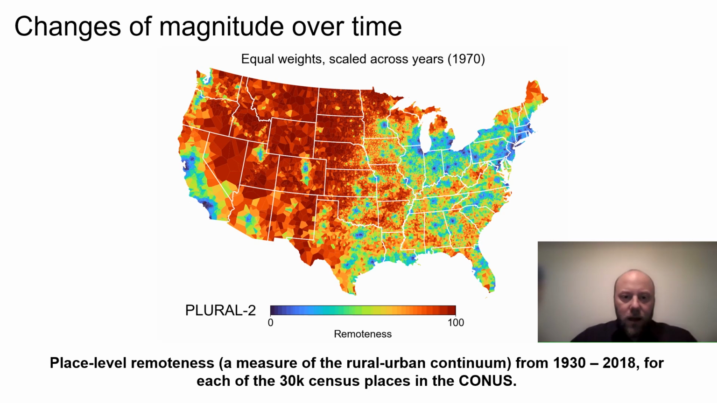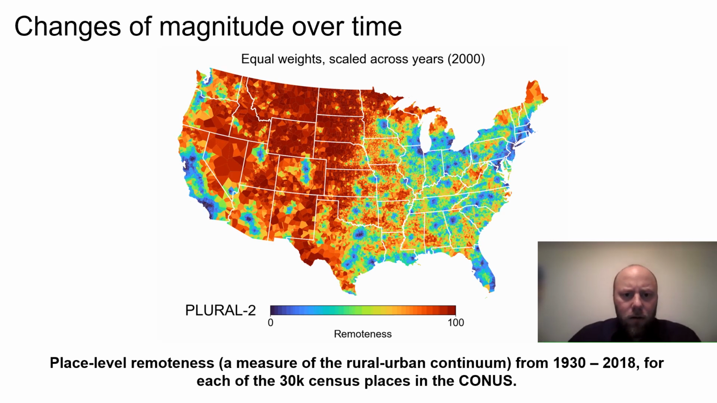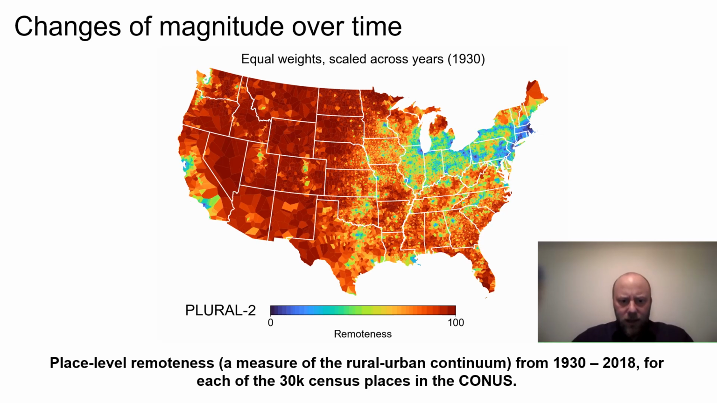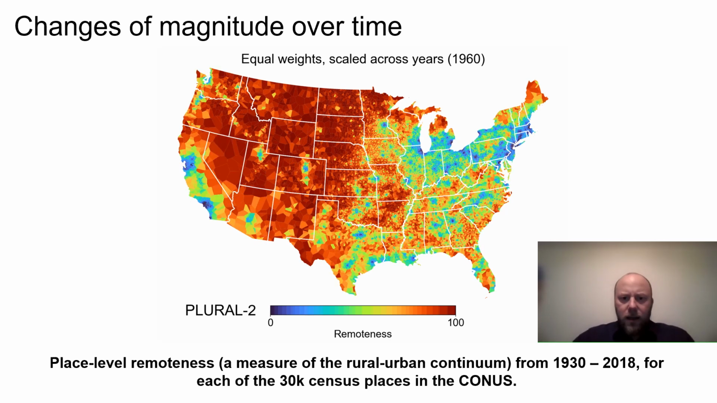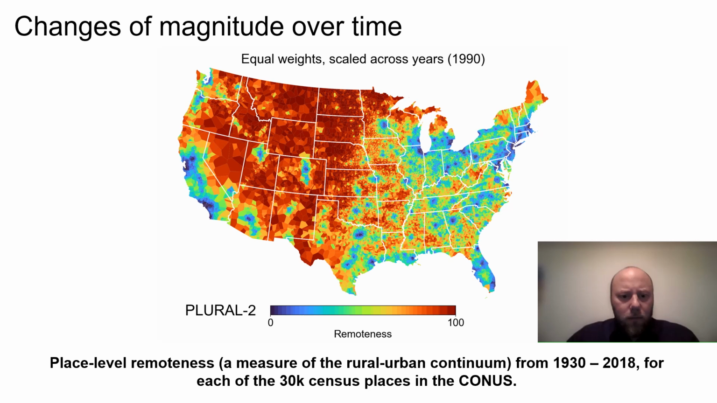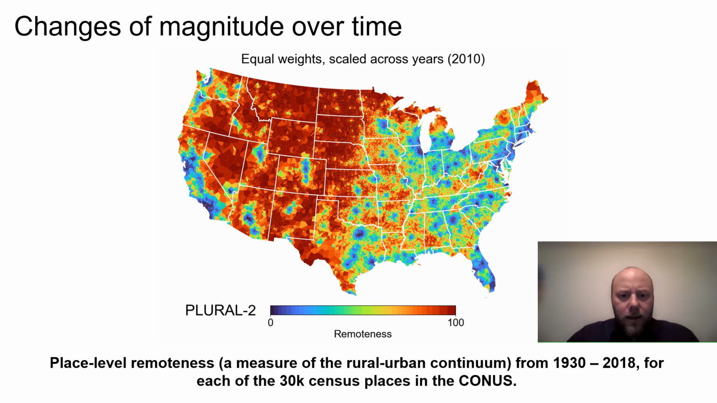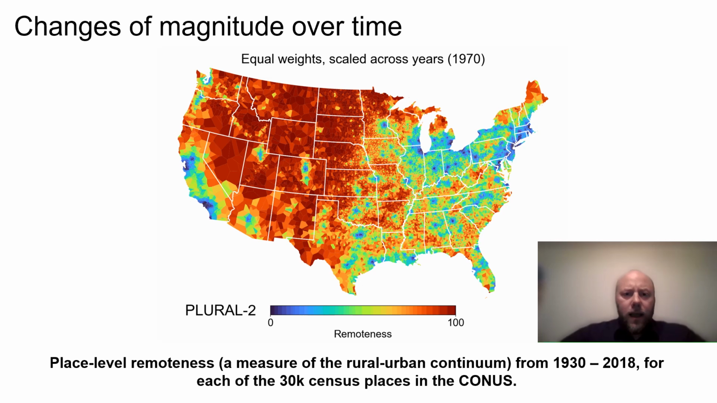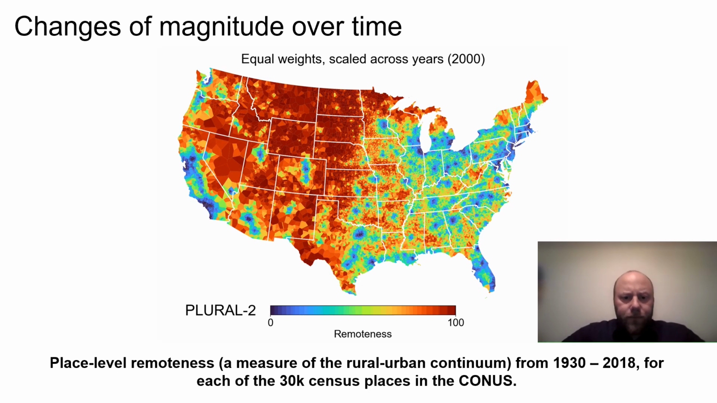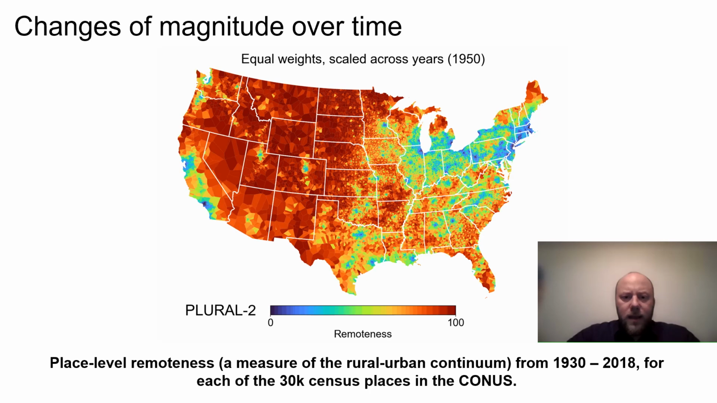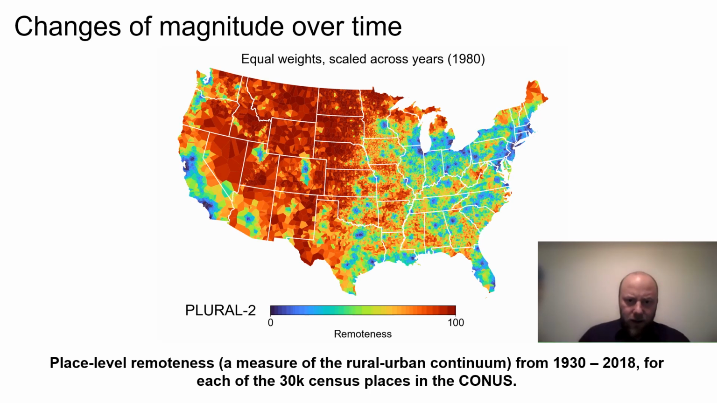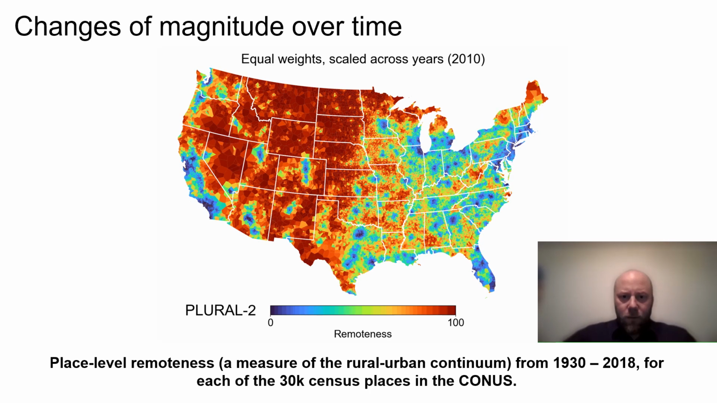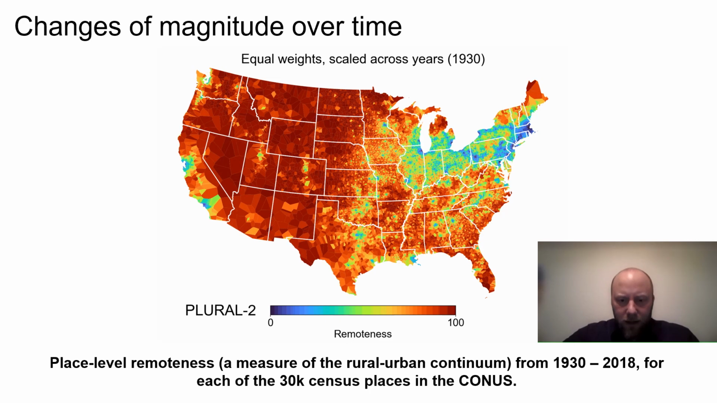As an example here, I don't want to go too much into detail, but what you can see here are basically areas that we generate for each census place in the US, and then we created a measure of remoteness for each place in the US that changes over time. It's a way to model the rural-urban continuum.